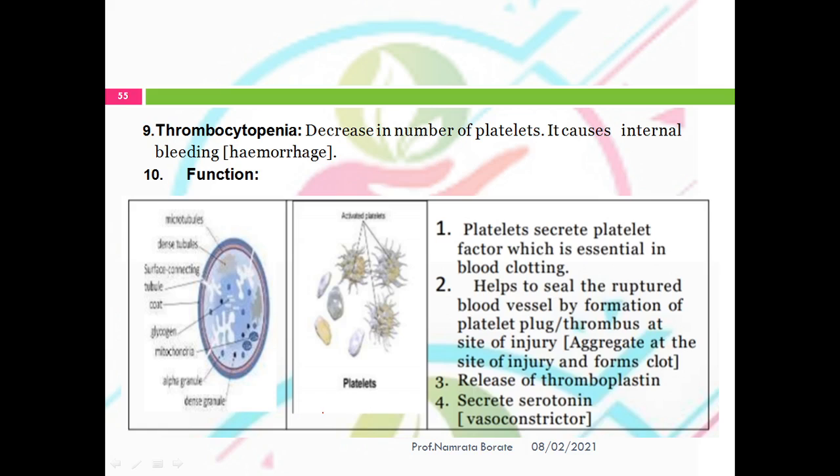When the number of the platelet cell is decreased below the normal level, it causes internal bleeding. It is called a hemorrhage.